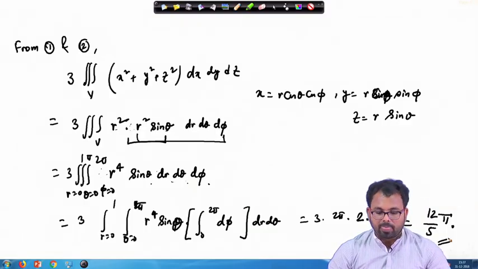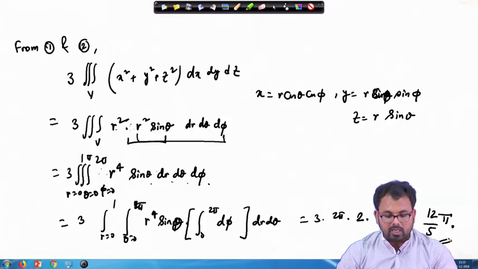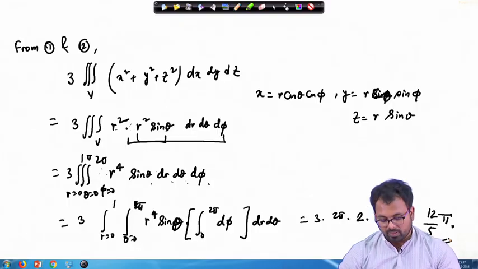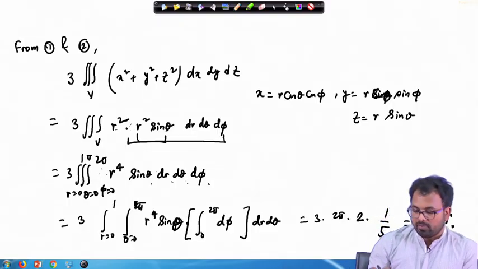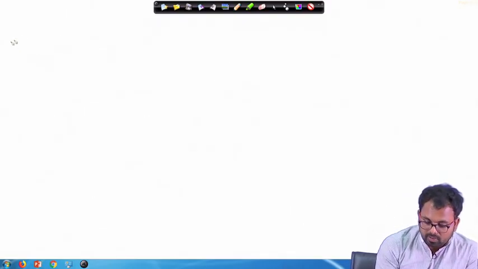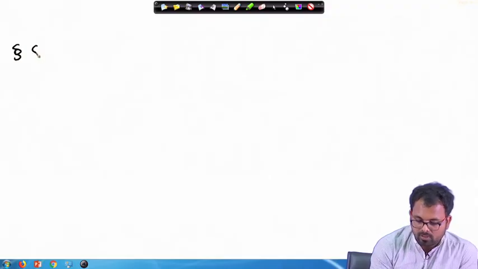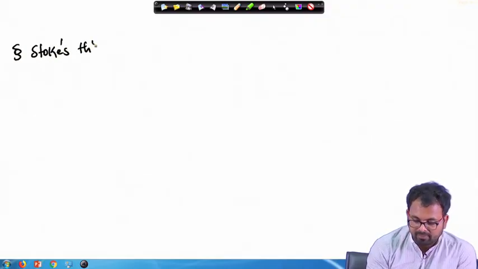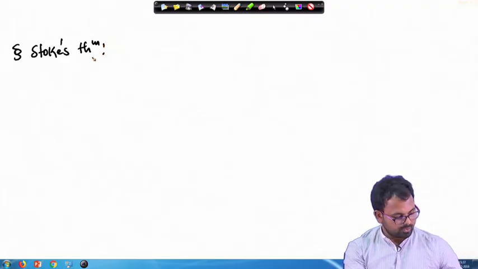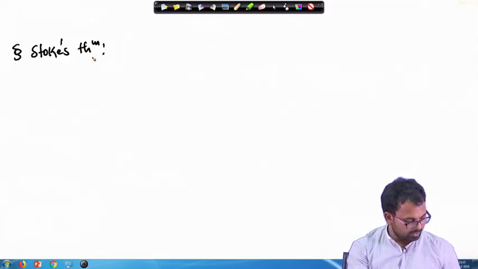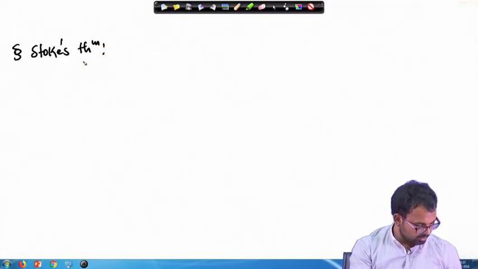So, this is one of the examples motivated from the Gauss divergence theorem, and now we move to our final theorem, which is basically Stokes theorem. So, I am going to write the statement first. Stokes theorem. So, let me have a look at the statement in my lecture note.